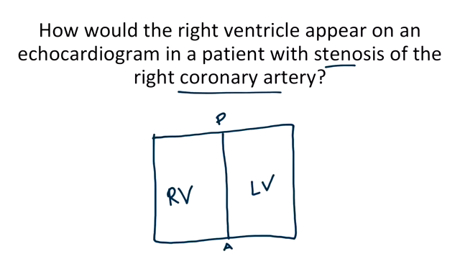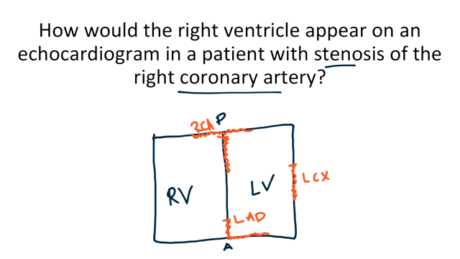Recall that the right coronary artery supplies blood to the posterior part of the right and left ventricles, as well as the posterior part of the interventricular septum. So I'll draw that here. The RCA, or right coronary artery, supplies this part of the heart. The left anterior descending artery supplies blood to the anterior part of the left ventricle and the interventricular septum. So I'll draw that here. The left circumflex artery supplies blood to the lateral aspect of the left ventricle.